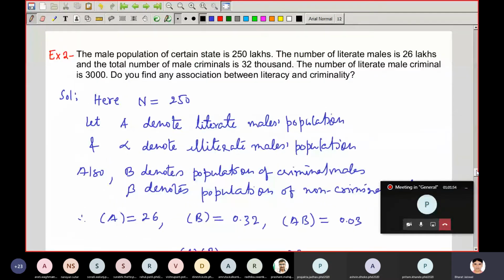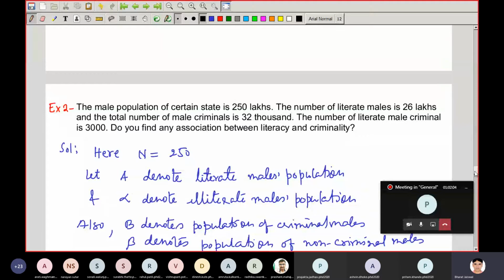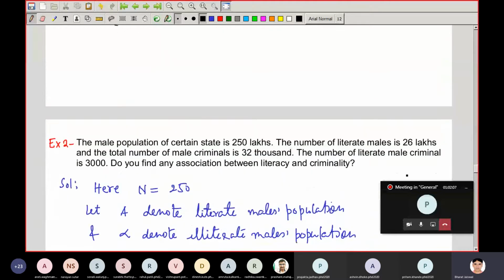एक क्वेश्चन देखिए, एक क्वेश्चन है, the male population of certain state is 250 lakhs. Okay, getting? लेकिन मैं आंसर छिपा देता हूँ, आपसे क्वेश्चन करना है। The number of literate males is 26 lakhs and the total number of male criminals is 32,000. The number of literate male criminal is 3,000. Do you find any association between literacy and criminality?